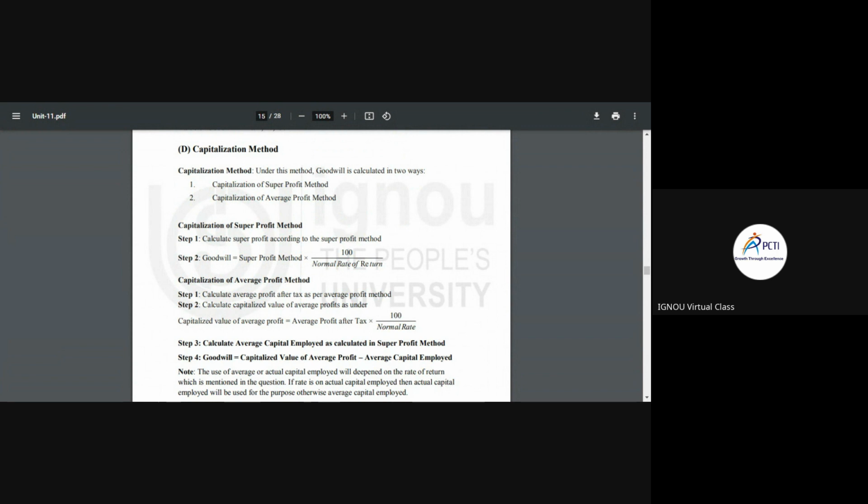How can we calculate the average profit after tax? We divide it from the normal rate. The third step is to calculate average capital employed, as calculated in the super profit method. The fourth one is that goodwill is equal to the capitalized value of average profit minus average capital employed.